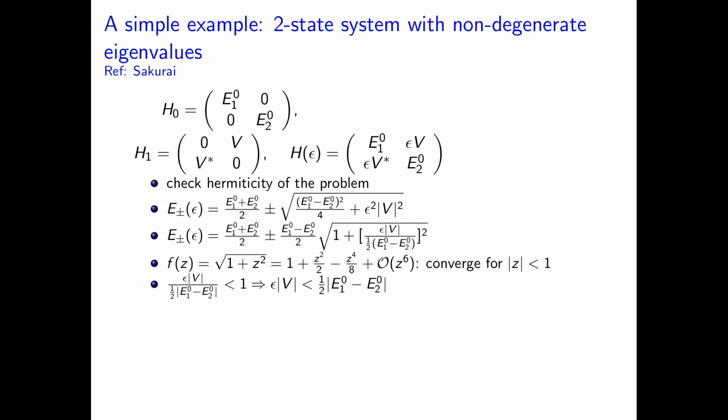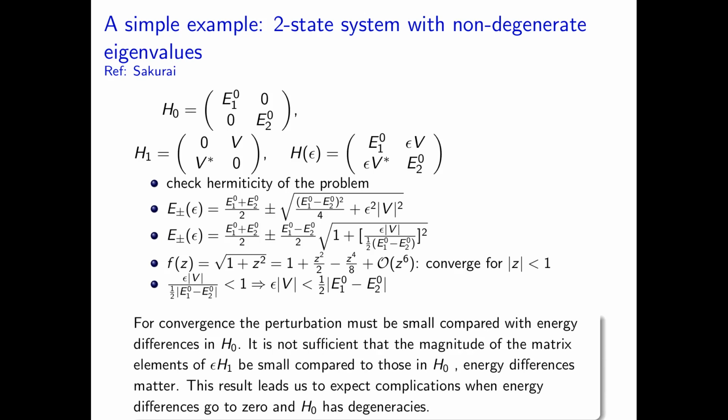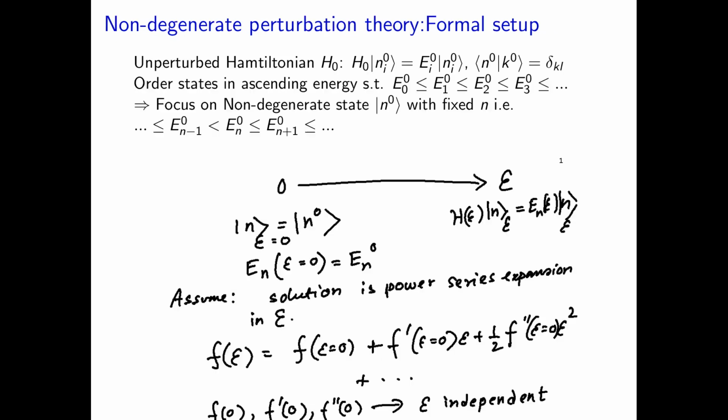So, think about this before we go to more complicated examples. Here is the statement: for convergence the perturbation must be small compared to the energy difference in H naught, and it is not sufficient that the magnitude of the matrix elements of epsilon H1 is small compared to that in H naught. So, the energy difference comes into the picture. Of course, you can expect that this result will have complications when the energy difference goes to 0, or in other words when there is degeneracy, and that is a completely different thing which we would like to tackle in the third part or third lecture maybe.